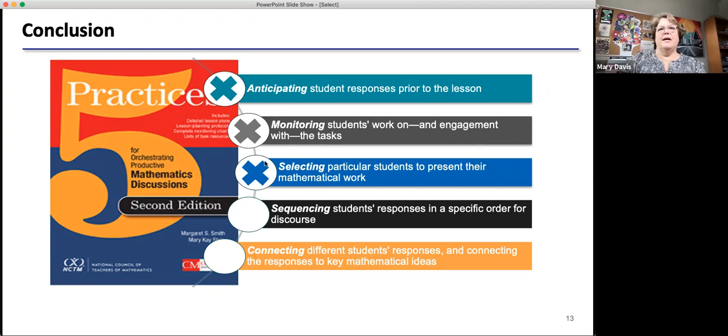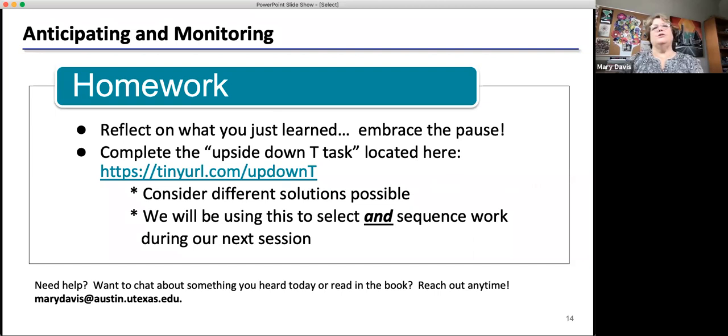I just wanted to remind you that next time we're going to also be talking about selecting, but next time, instead of linking it to the anticipating and the monitoring to actually pick the work, we're going to talk about selecting and sequencing. So we're going to talk about how to put those pieces in order to actually have the discussion in the classroom.